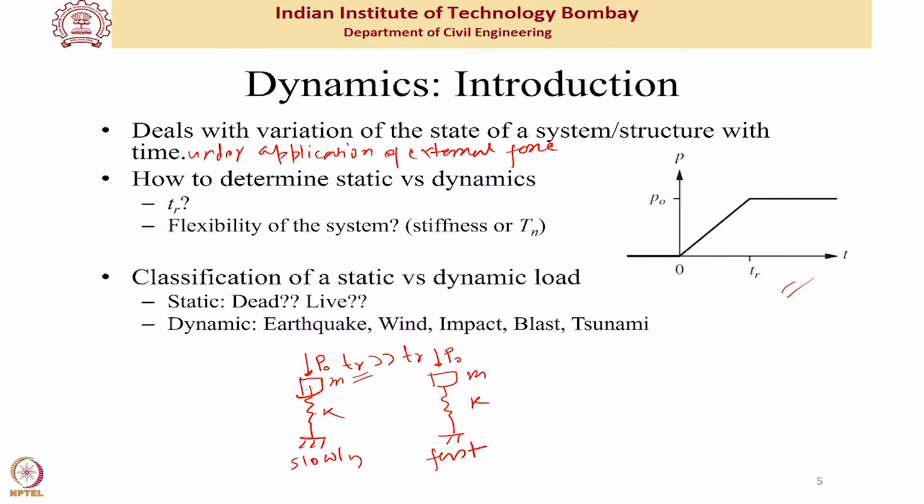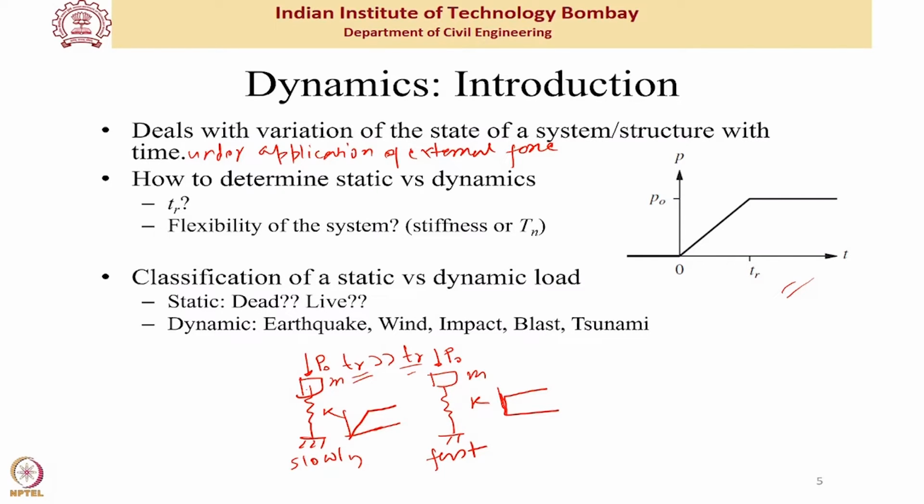This spring won't vibrate as much as if you have a load that is being applied suddenly. So in the first case, load representation is something like this. In the second case, load representation is much more sudden. Okay, so I can say Tr plays an important role in determining whether the system would behave as a static load or a dynamic load.